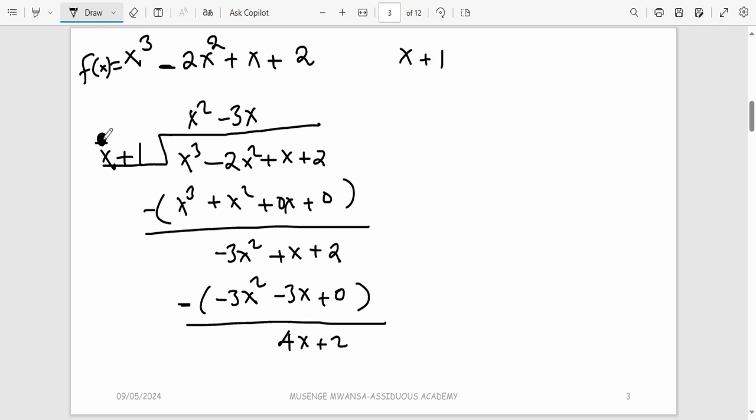And then again get x. Divide it into 4x. The answer is going to be a 4. And then get this 4, you multiply with x. That is going to be 4x. Get the same 4 multiplied by 1. That is going to be a 4. Okay, like that. And then here again we subtract: 4x minus 0 is 0. 2 minus 4 is giving us a negative 2.